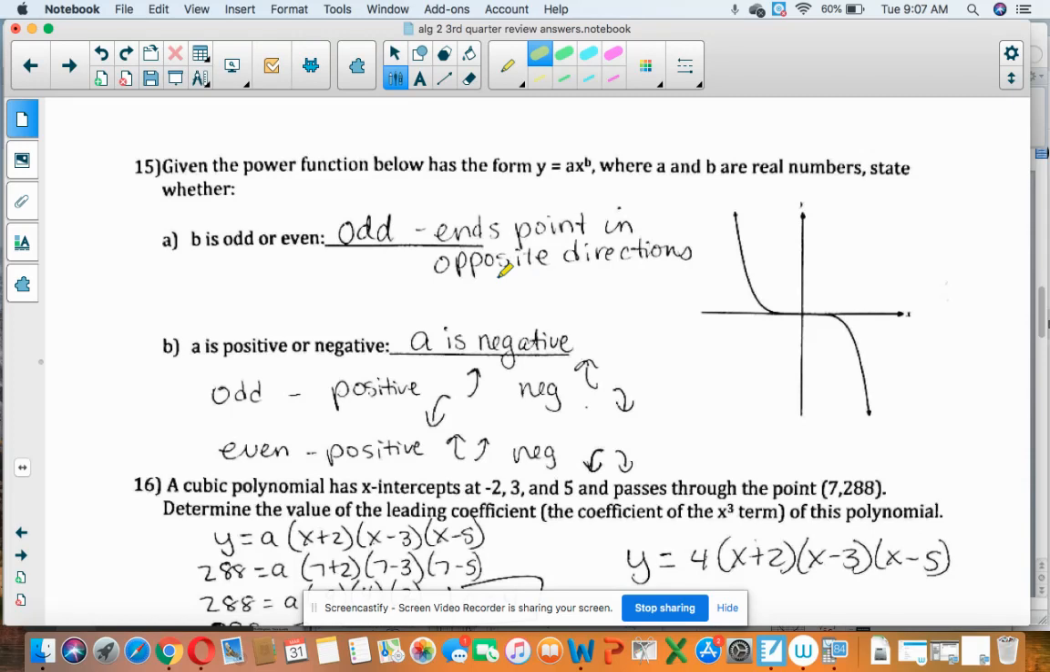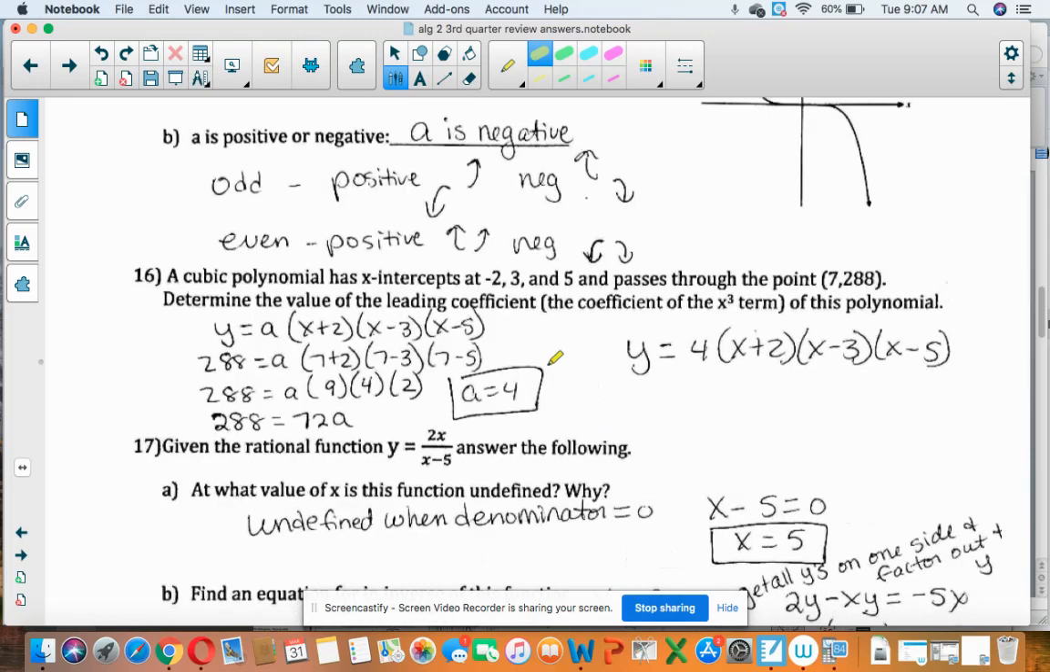The endpoints are going in opposite directions. Here's the A part of it. Is A, the coefficient in front, positive or negative? It's negative because I'm starting off on the left going up and I'm going down on the right. So it's this example right here.